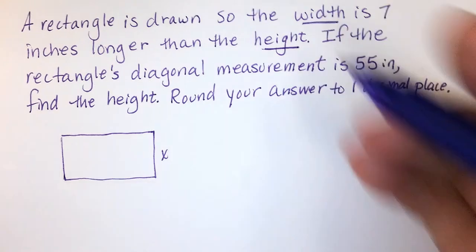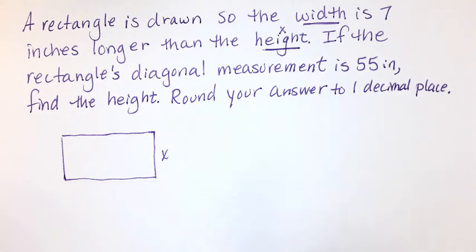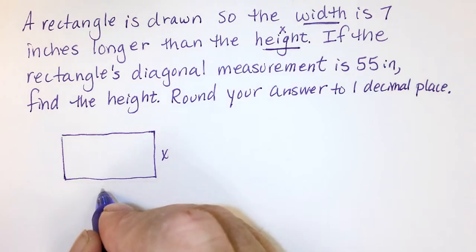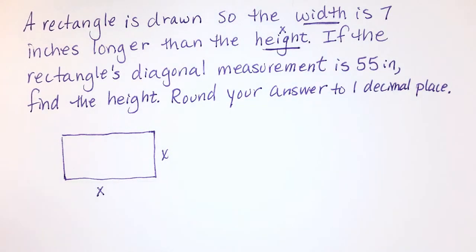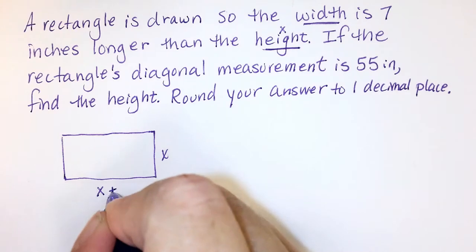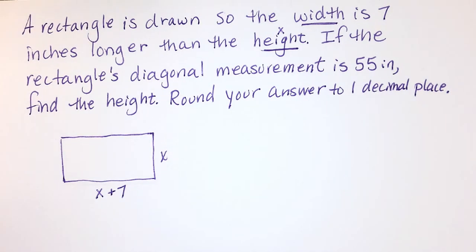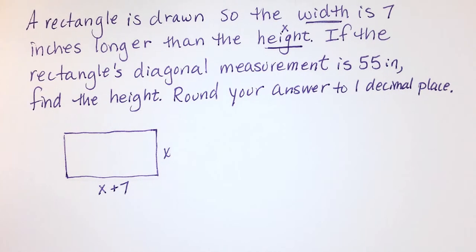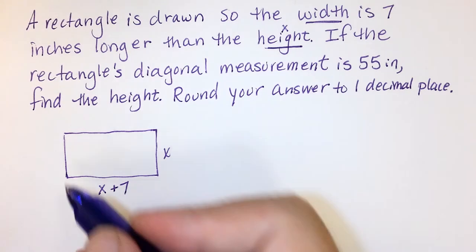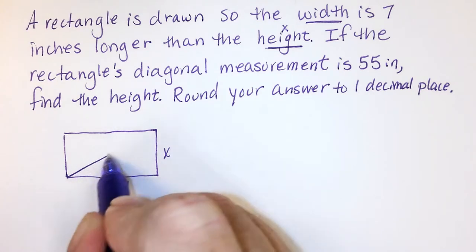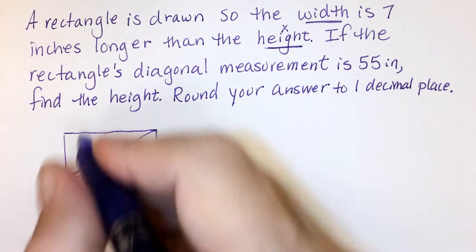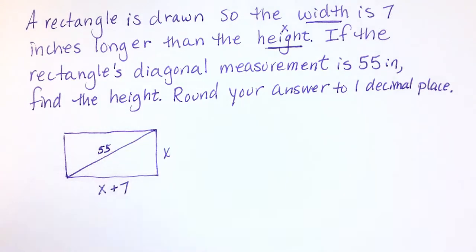Well, if height is X, then our width is 7 inches longer. Now that's not 7 times. Longer means addition. So this is going to be our height, which is X, plus 7 more, so plus 7. All right, if the rectangle's diagonal measurement is 55 inches, find the height. Okay, so our diagonal goes from one corner to the other, and they're saying that this is going to be 55. So we are given that one.